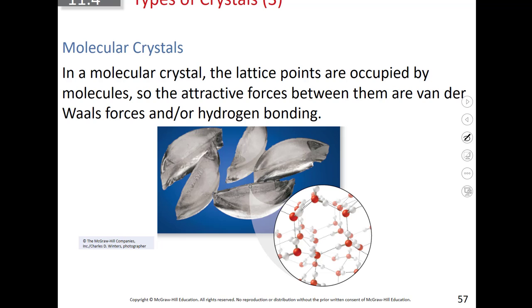Now you can have molecular crystals that don't contain hydrogen bonding as long as it has some sort of van der Waals force. Again, the van der Waals forces are dispersion or London dispersion, dipole-dipole, and then the hydrogen bonding. So one of those things holding them together. So that's a molecular crystal.